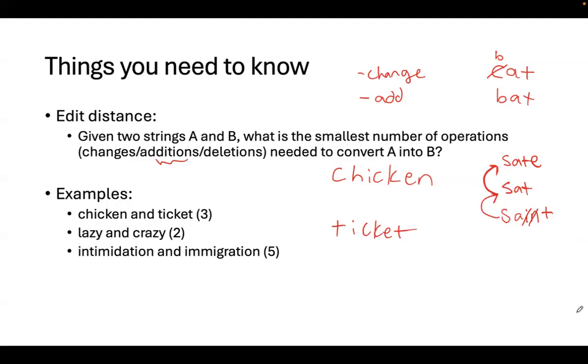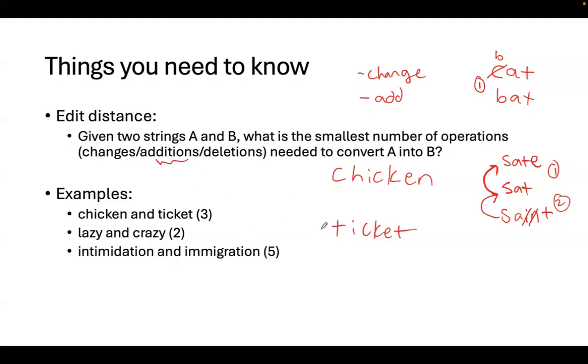Right? And so the number of operations that we perform turns one word into another. So the edit distance for cat and bat is 1. The edit distance between sate and sat is 1. The edit distance between sat and saint is 2, because they had to make 2 deletions. So that's the problem. And so I have some examples here.